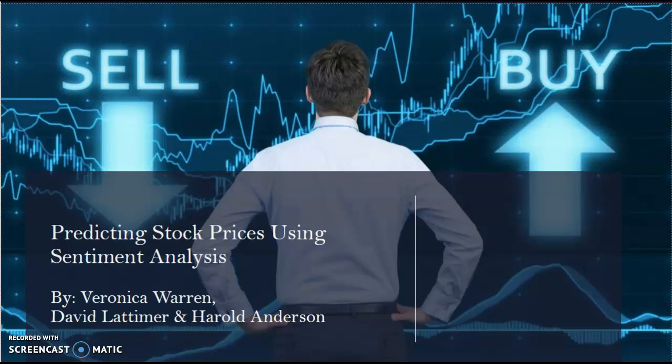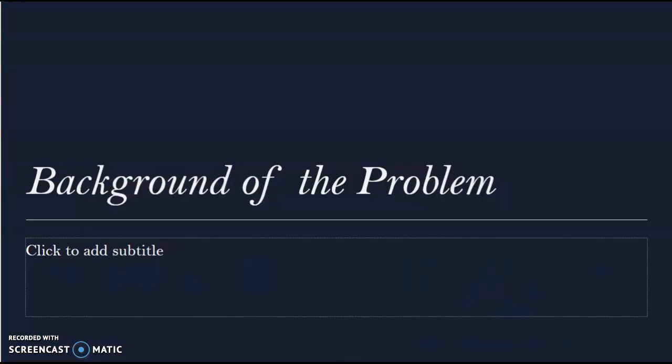Predicting Stock Prices Using Sentiment Analysis by Veronica Warren, David Latimer, and Harold Anderson. Background of the problem.